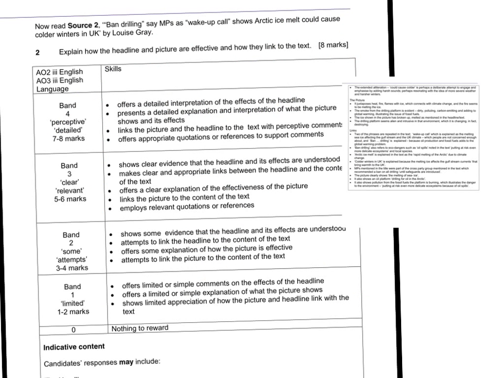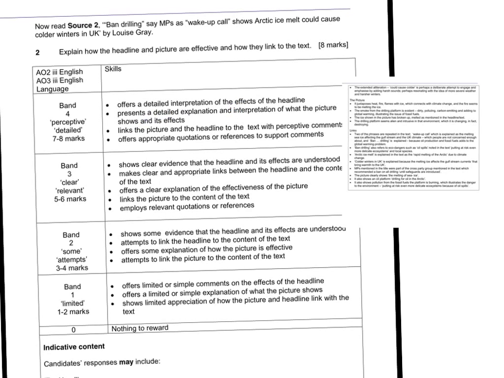So on this slide we can have a quick look at the mark scheme. The first bullet point on the top band is a detailed interpretation of the effects of the headline. So basically that means you've got to be really clear and really interpret the effect of the headline. Try and stay away from vague, empty statements like "this makes the reader think" or "this makes it stand out." Explain exactly why. Why does it make the reader think? What does it make the reader think? How does it make it stand out? Use some of those phrases from the previous slide to help you to analyse the effectiveness of the headline and the picture.